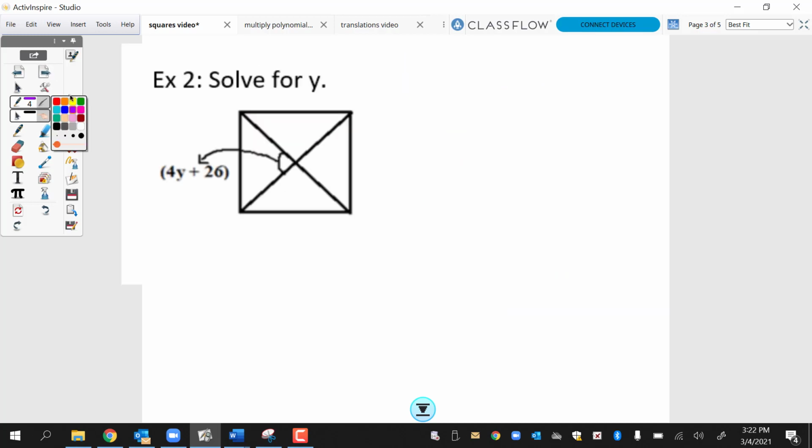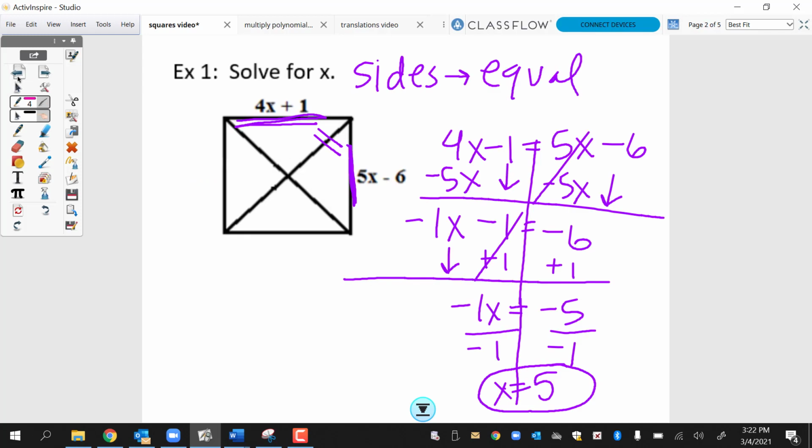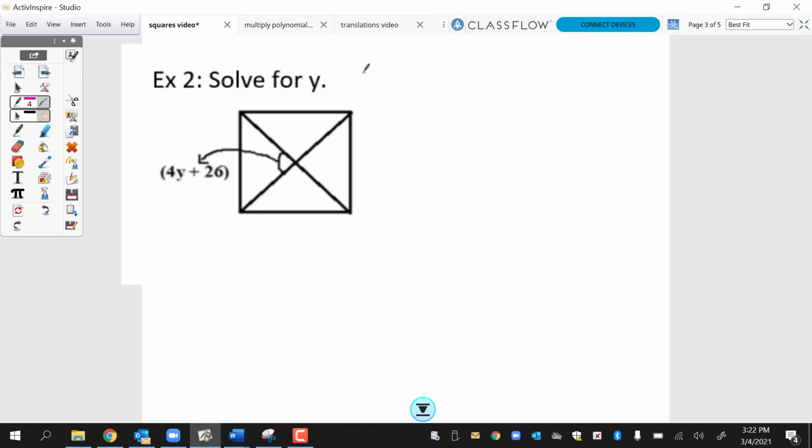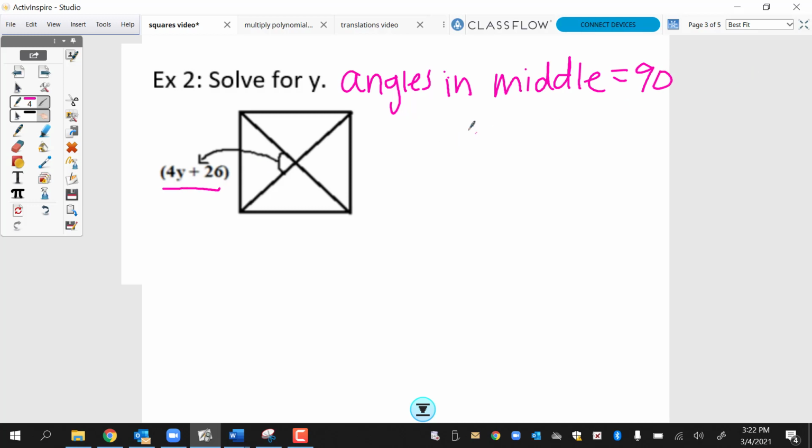Okay, the next one. It says solve for y again. I'm looking at what they gave me. Did they give me sides, angles, or diagonals? Well, the thing we're talking about, the 4y plus 26, that's the angle in the middle. What do we know about the angles in the middle? They're 90 degrees. Oh, okay. So we'll write that down. Angles in the middle are supposed to equal 90. So that's the equation we're going to write, that this equals 90.